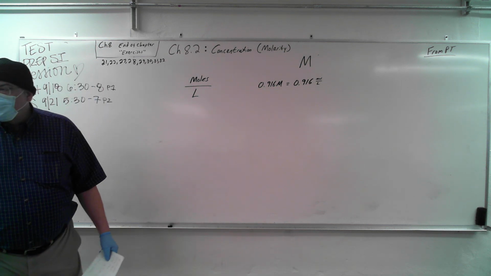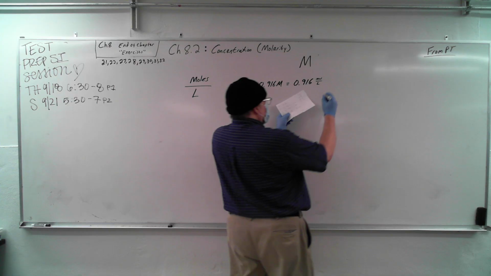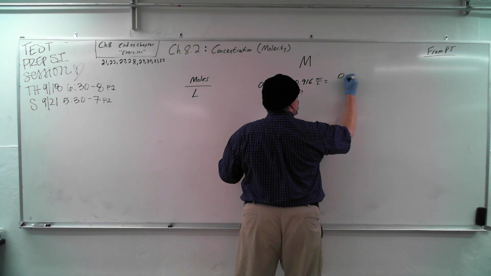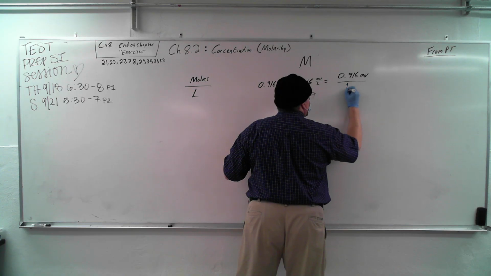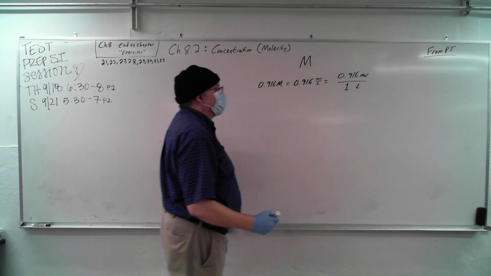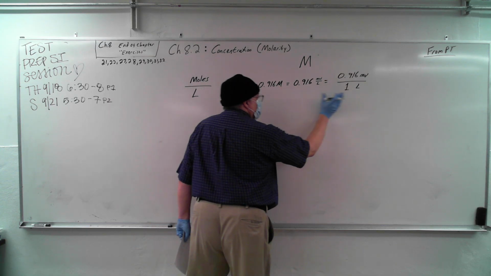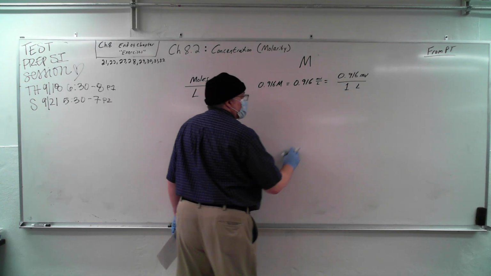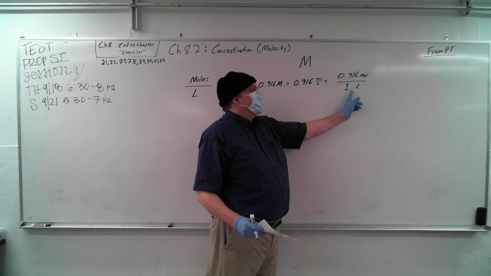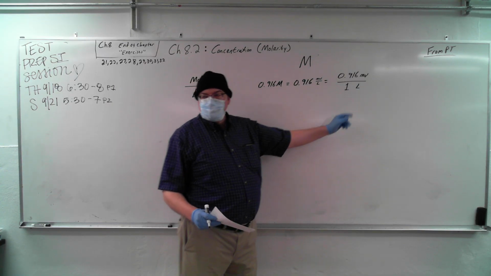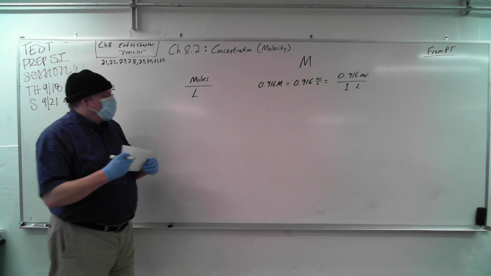When you see a problem that's got an M in it, go ahead and rewrite it like this. And then of course, the way I always tell you, in 1 liter. When you see this, don't let it screw with you. Go ahead and get here, because this is how you're going to calculate it. And then you can see what we're talking about. It's 0.916 moles in 1 liter. That's the concentration. You can have less than a liter.